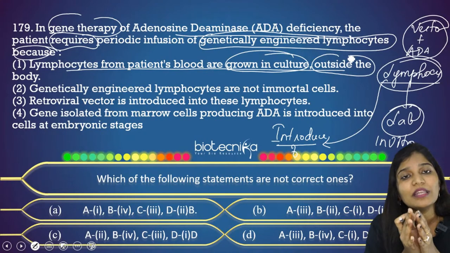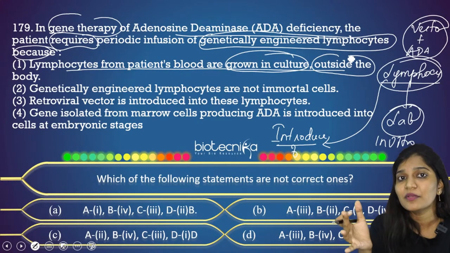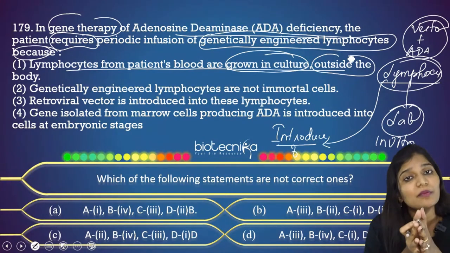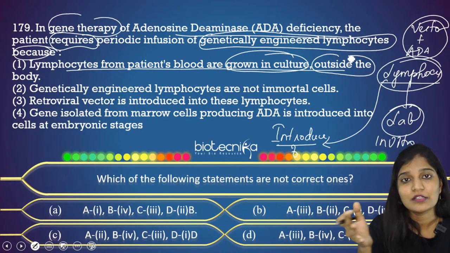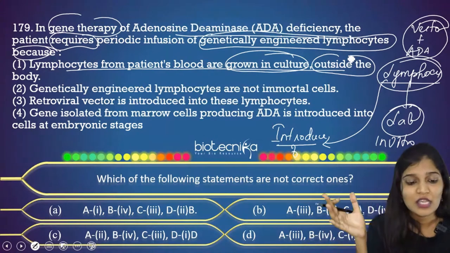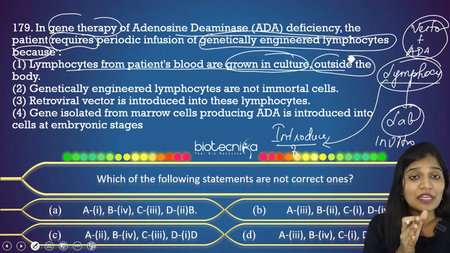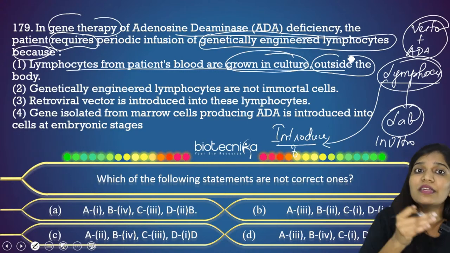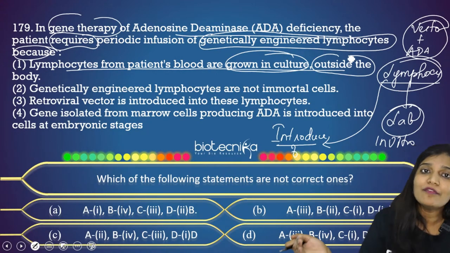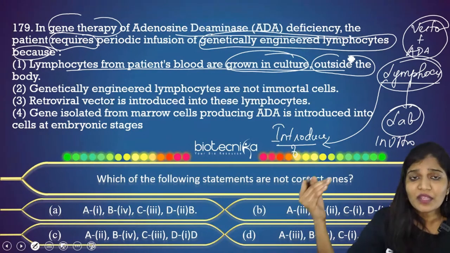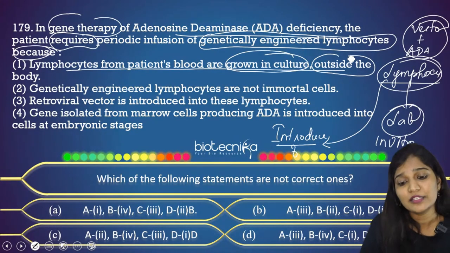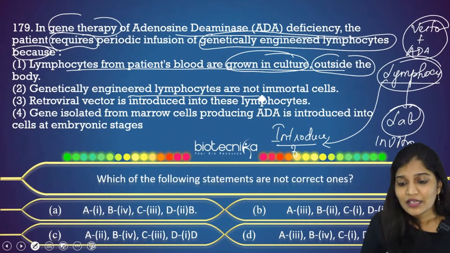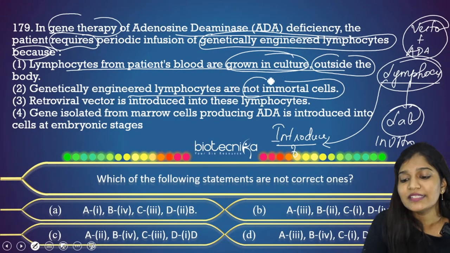If you have observed, lymphocytes have a specific period of survival. Like RBC has 120 days, WBC has a shorter lifespan, like 6 or 5 or 4 days. It depends on the person very specifically. So what exactly happens is that lymphocytes die in the body quickly. So you have to keep on introducing the ADA-infused lymphocytes into the patient's body. Genetically engineered lymphocytes are not immortal cells.